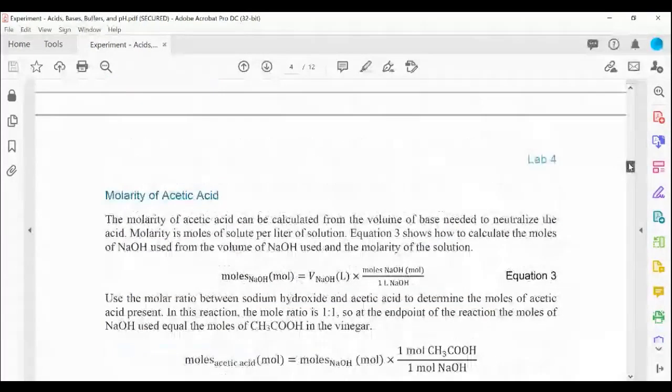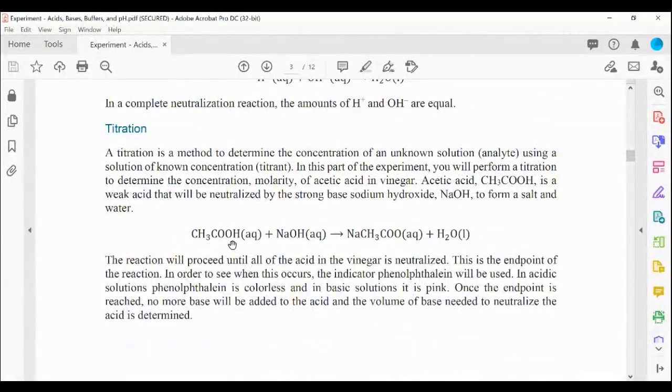Let me see if it's written here. Here, this is acetic acid. One mole of acetic acid reacts with one mole of sodium hydroxide. So the reaction is 1:1. That means if I know the number of moles of sodium hydroxide that I used in the titration, I will know the number of moles of vinegar that I have, because it's 1:1.